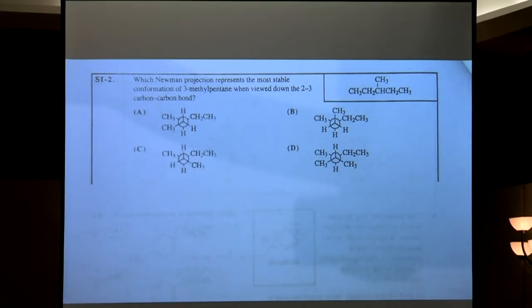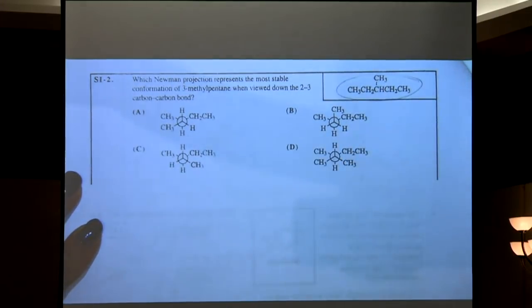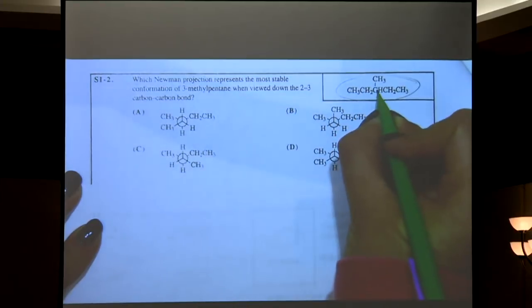All right, so which Newman projection represents the most stable conformation of 3-methylpentane when viewed down from the 2 to 3 carbon-carbon bond? So what I do for these problems, once again, I redraw this because I don't like how it looks. So 1, 2, 3, 4, 5.